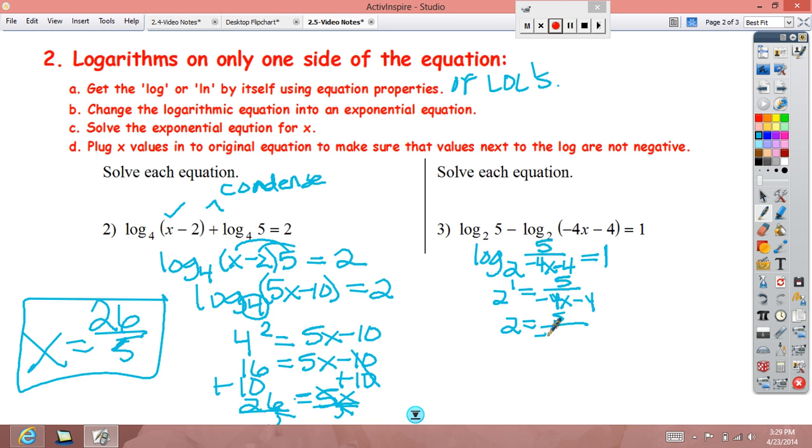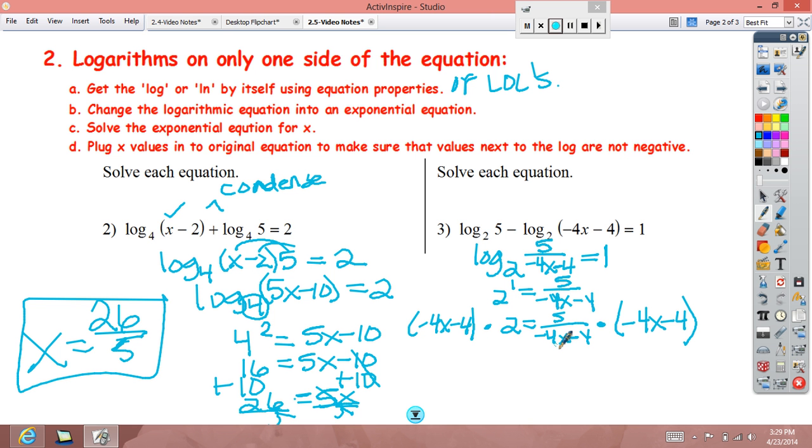Right? So what could we do next to solve here? Well, I have a fraction. My x is in the denominator. I don't want that there. I want it in the numerator. The only way that we can do this is to get this out of the denominator. So we're going to multiply both sides by that negative 4x minus 4. And I'm going to put it in parentheses so I remember that that has to stay together.